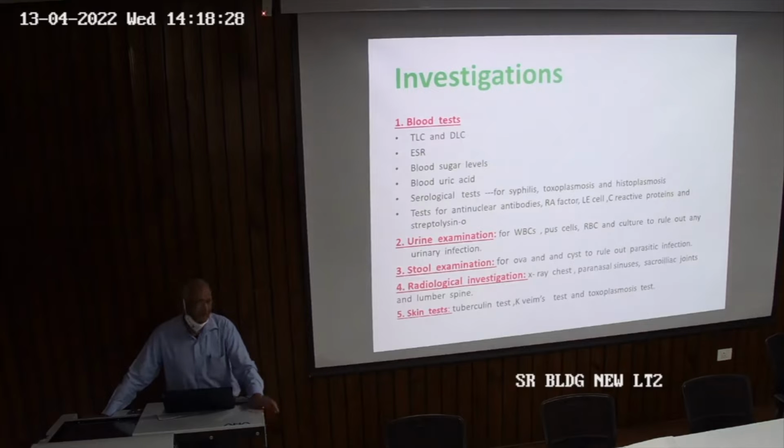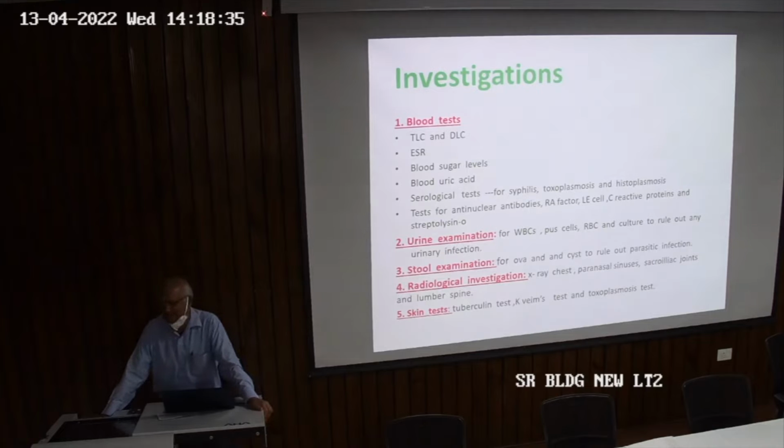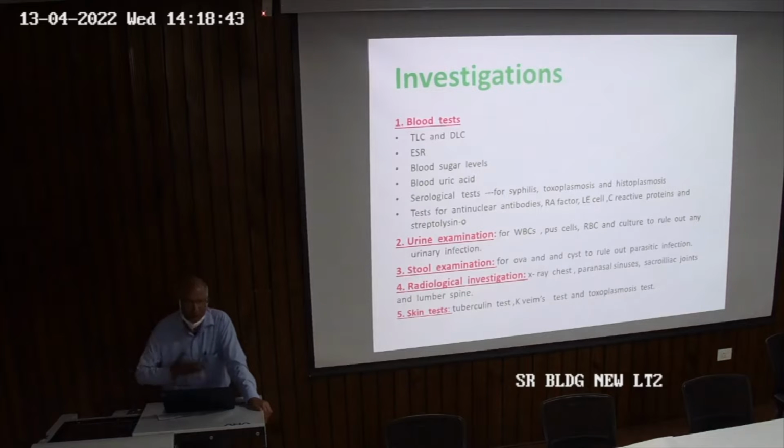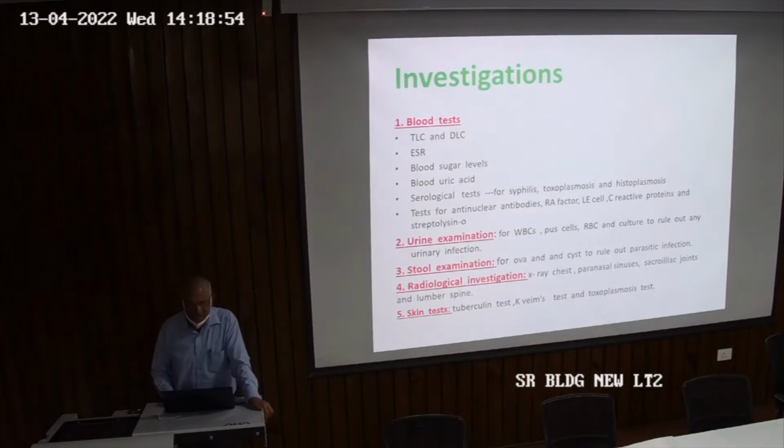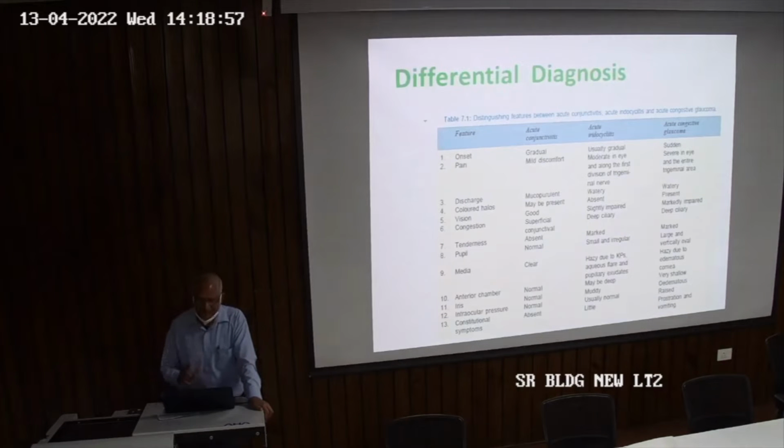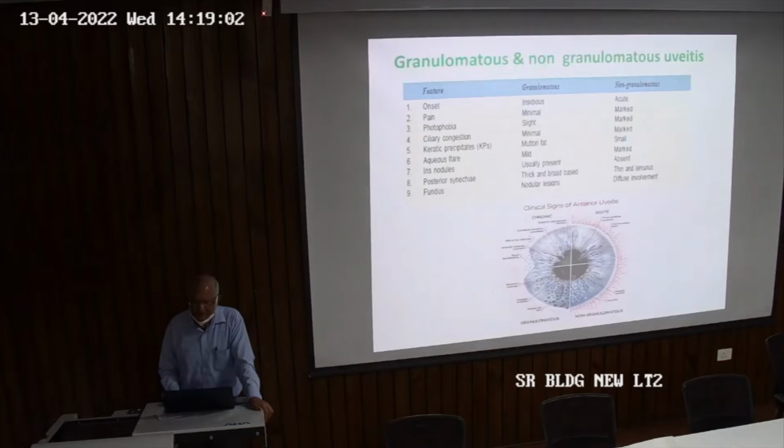So whenever the case comes, routine investigations: sugar, TLC, DLC, ESR, X-ray chest, lumbosacral spine, sacroiliac joint, and skin test, ova and cysts for the stool, and the urine test, so that we can have a clue. That is why these are important. If the question comes, what investigations are you doing? These are some common investigations you have to write in your answer. Differential diagnosis we will take at the last, and granulomatous and non-granulomatous also.